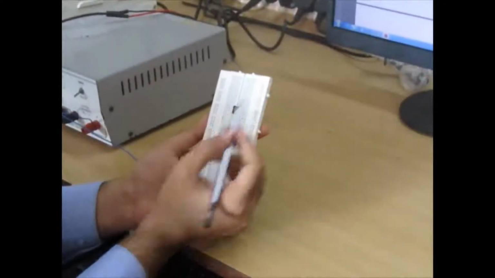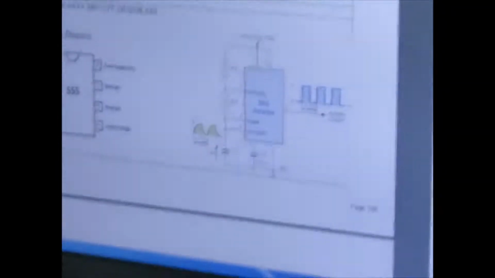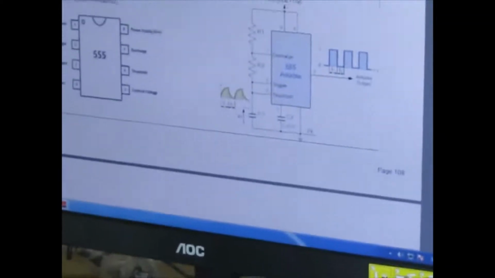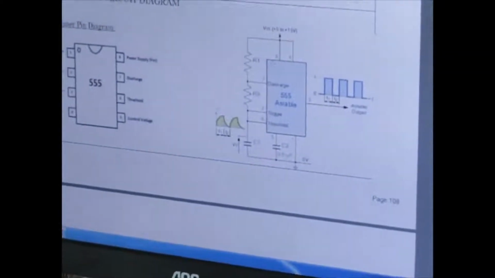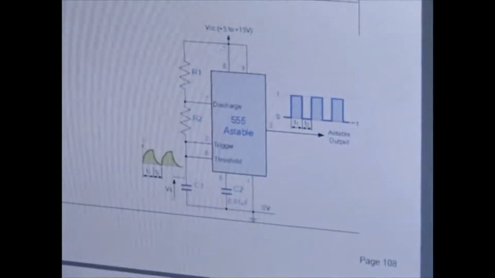So here, as you see, either we can use 5 volt or 15 volt, or we can use between that. So here I am going to use 10 volt, because in the simulation also we have used 10 volt. So here also I am going to apply 10 volt. The next one, you can see from either pin number 8 or pin number 4, where both are shorted.